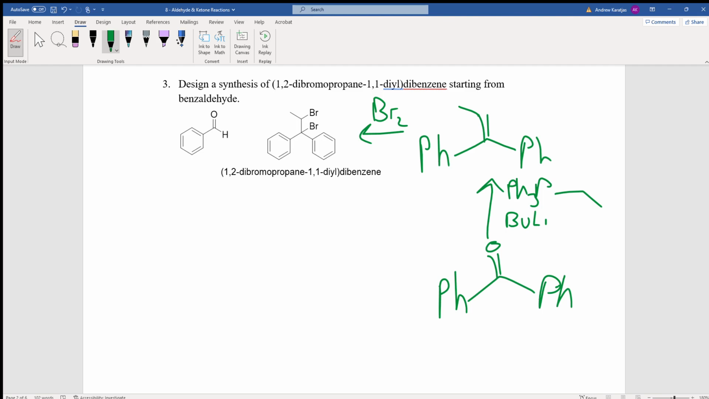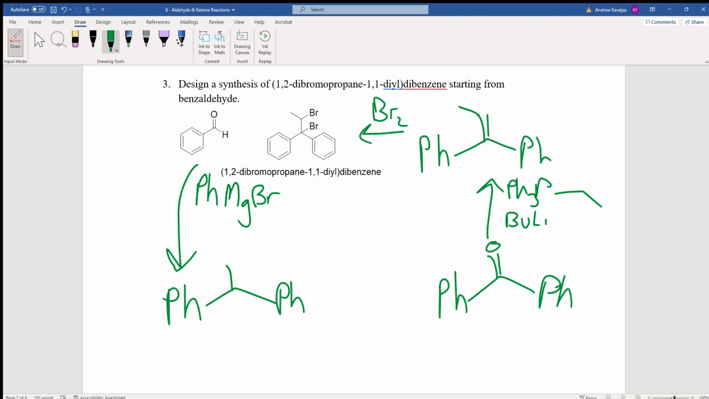From here, we really need to just add a second aromatic ring. And so if we think about that from our initial starting material, we could add phenylmagnesium bromide to that. That gives us an alcohol, and then just an oxidation gets us to the ketone.